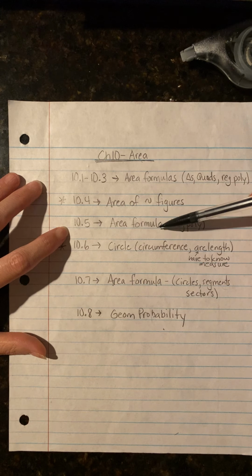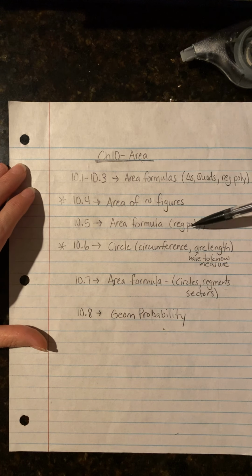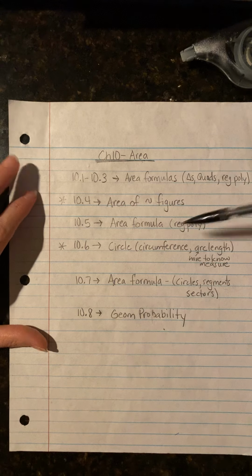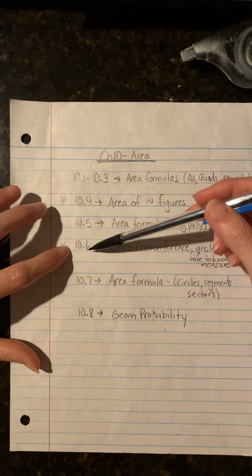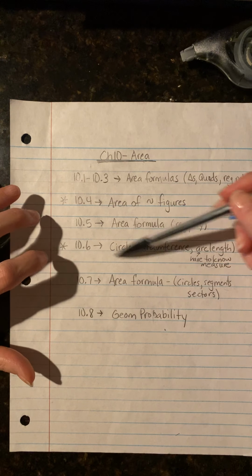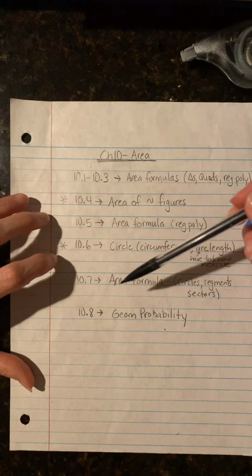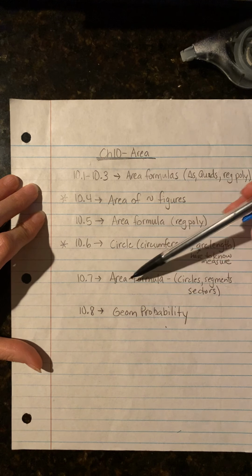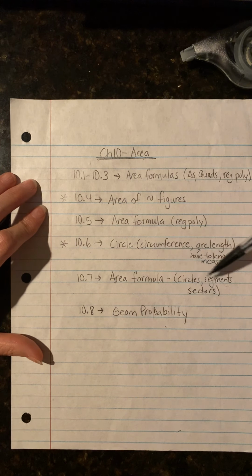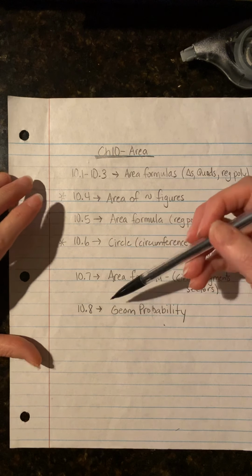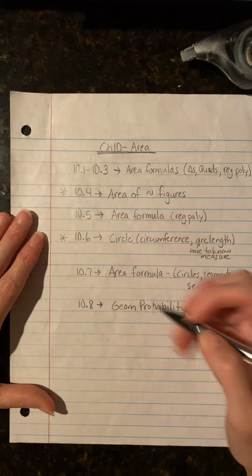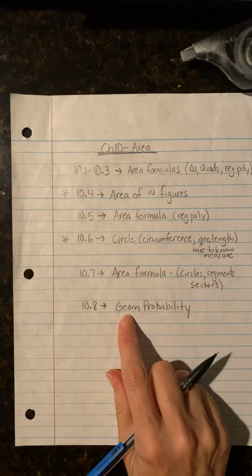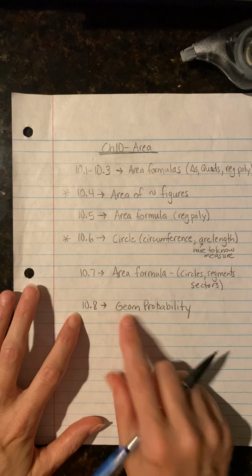10.5 is area formulas of the other regular polygons, the ones that require trig. And then 10.6, we skipped it and came back to it, and I'll show you why in just a second. And then 10.7 was area formulas again of circles and then parts of circles. And then because geometric probability involves area, it's at the end of that chapter.